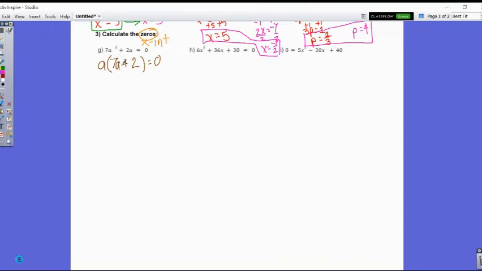Is it a trinomial in standard form? No, it's not. What about a difference of perfect squares? No, I didn't get that either. So I can't go further with that part. So we'll split it up and check out each factor.